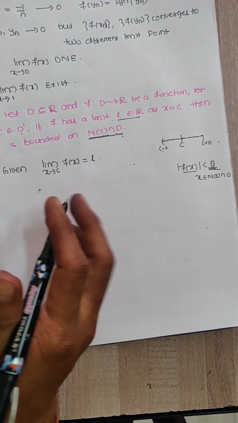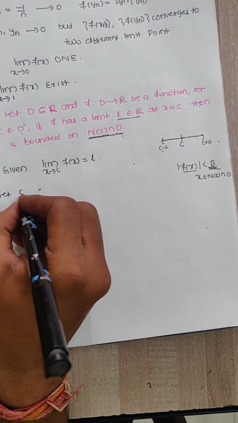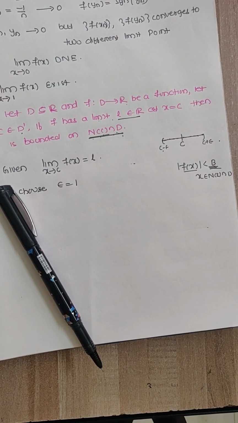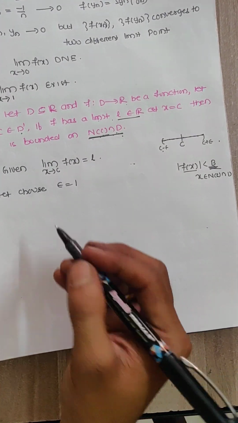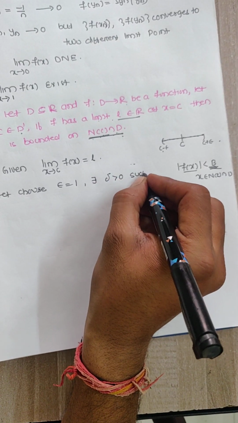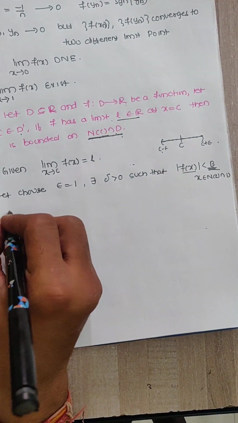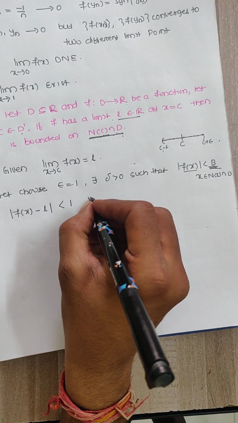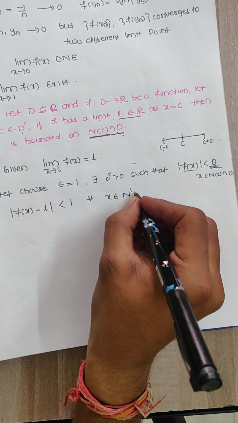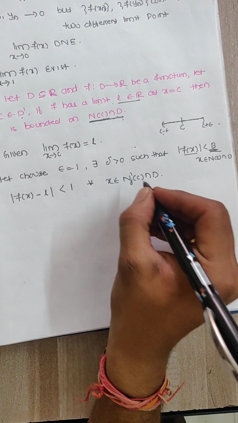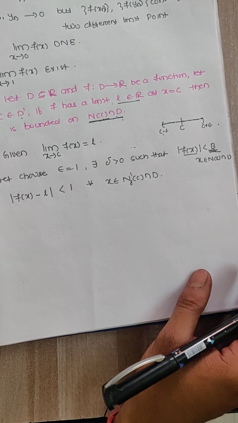So let us choose epsilon equal to 1. Now I can choose epsilon equal to 1 or epsilon equal to 2, because for every epsilon this is true, by the limit's existence. There exists a delta positive such that mod of f(x) minus L is less than 1 for all x belonging to the deleted neighborhood of C intersection with D.